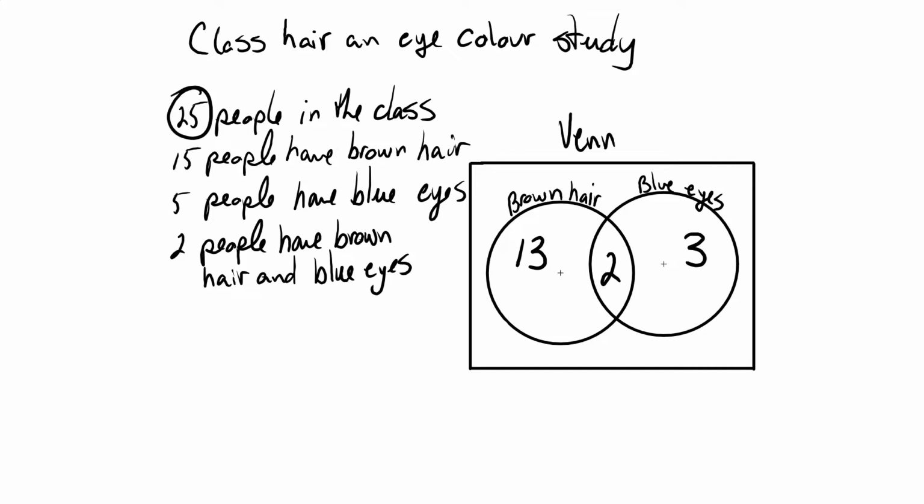Final piece of data that we've got says that there are 25 people in total in the class. So far, we've accounted for 13 plus 2 is 15 plus 3 is 18 people. If there are 25 people in total, that means that there are 7 that haven't been accounted for. So those 7 people don't have brown hair or blue eyes, so they're not in any of the circles, so we just include them inside the box of the Venn diagram.